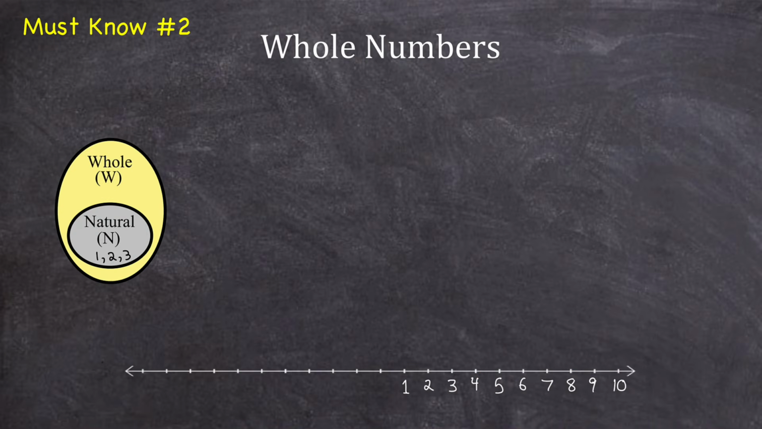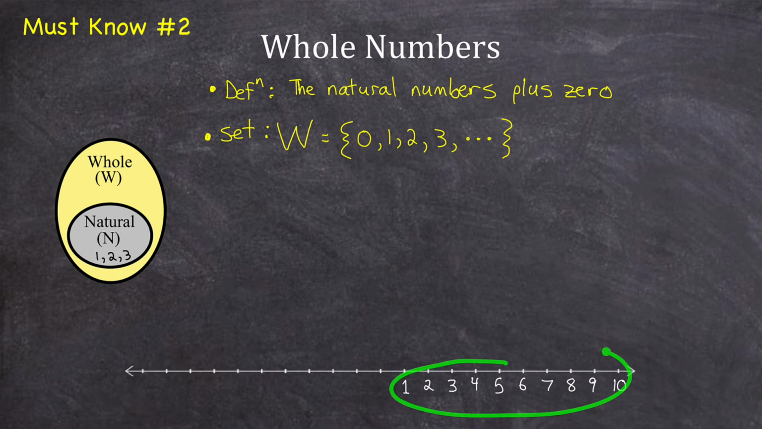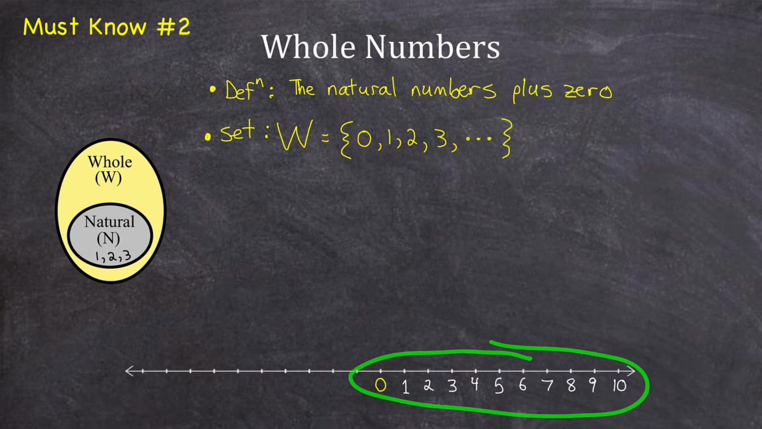Must-know set number 2 is the whole numbers. The definition of whole numbers is that they are the natural numbers plus 0. And in set notation, we use the capital letter W for whole numbers, and the first whole numbers would be 0, and then the natural numbers 1, 2, 3, and so on. So on my number line, the set of whole numbers would include all of these natural numbers, but also the number 0. So let me add the number 0 to the number line. And now these values are all whole numbers.